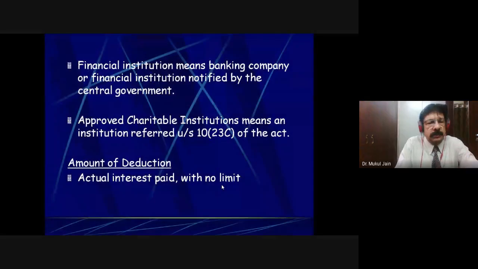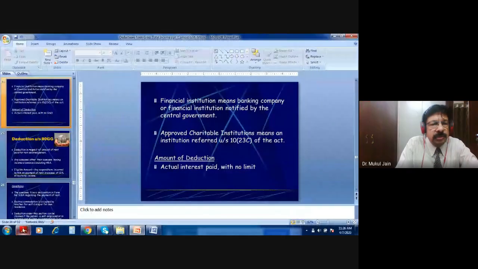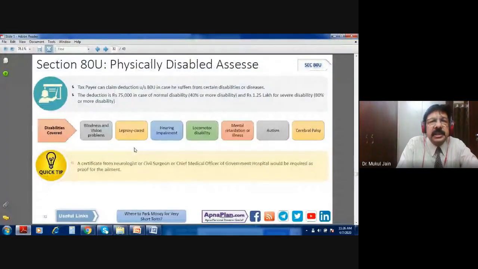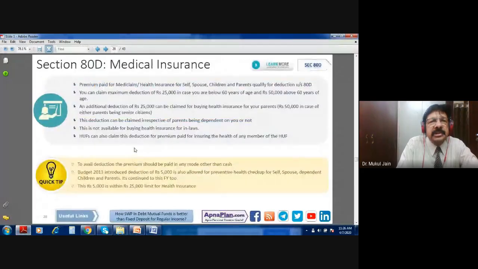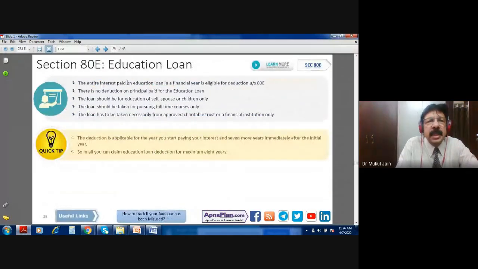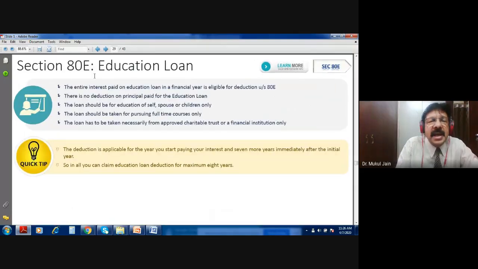Okay, so now we see from the second slide also, you will get the latest. So section 80E. Yes, 80E is education loan. We are saying that the entire interest paid on education loan in a financial year is eligible for deduction under section 80E. There is no deduction on principal paid for the education loan. Whatever principal आप जो पे कर रहे हो, जो आपकी मूल रकम है, वो जो आपने पे किया उसके ऊपर डिडक्शन नहीं होगा, जो इंटरेस्ट पार्ट आपने पे किया उसके ऊपर आपको डिडक्शन मिल रहा है.